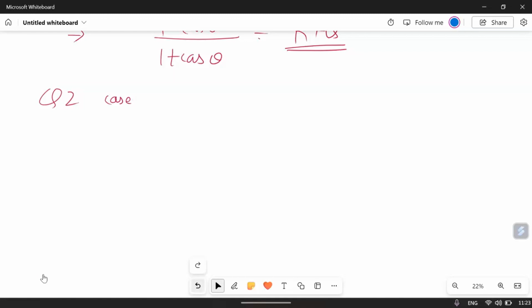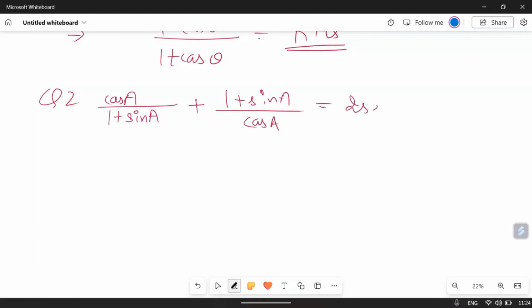Cos A upon 1 plus sin A plus 1 plus sin A upon cos A. We need to prove this equals 2 sec A. So what we will do here, since this function is already in the form of sine and cos, and we need to convert it into sec, we will take the LCM, basic thing.